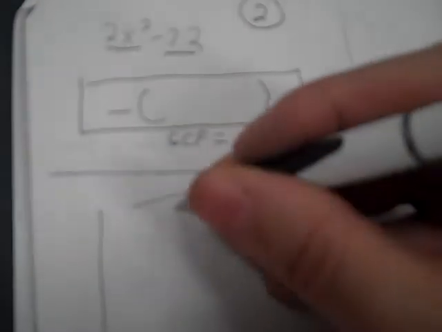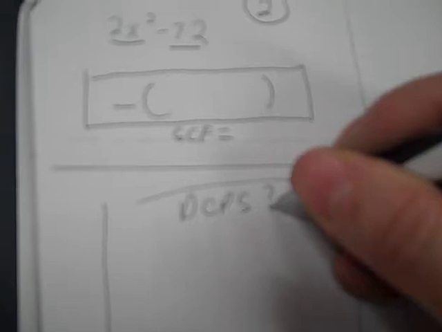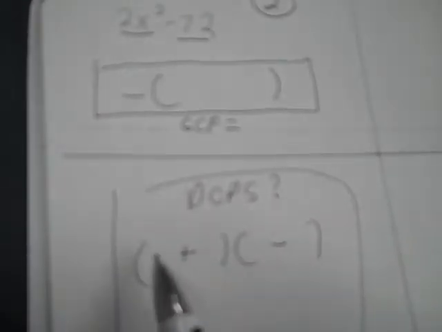Okay. Next problem. Now we're back to having 2, okay? So GCF, DOPS. GCF, and then your DOPS, that's making the 2 parentheses with the plus in one, the minus in the other, and you're hoping you can come up with the same thing in each. If you can't, oh well.